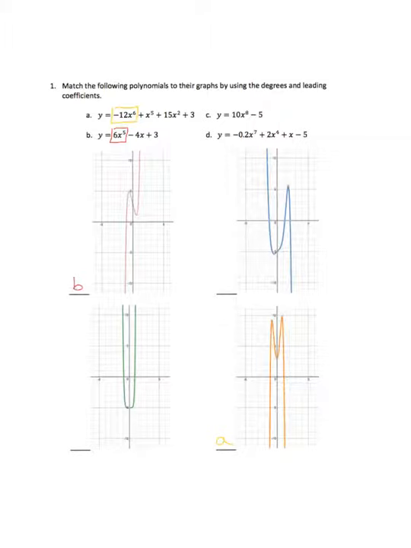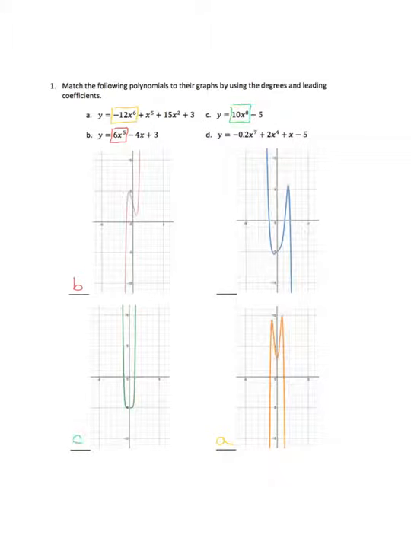All right, moving along. For C, I have 10x to the 8th. 8 is even, meaning it's going to go up or down on both sides. 10 is a positive number. Can't be this graph. It has to be this one here. So again, I'm using the 10x to the 8th to determine that this is graph C.